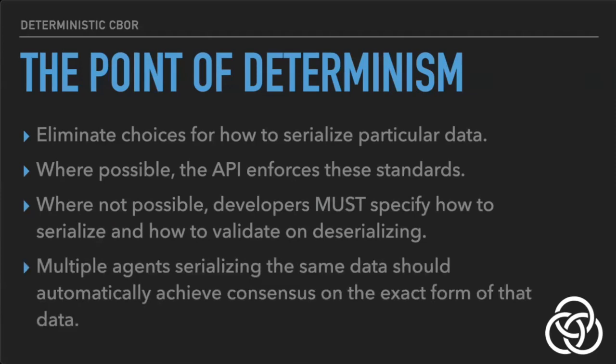The goal being that multiple agents who are serializing the same data should automatically achieve consensus on the exact form of that data. And this is important, again, when you're trying to compare two data structures. Are they the same? Well, it could be the same data semantically, but encoded differently. So we want to avoid that problem entirely. And CBOR takes us almost all the way there, and then just a little bit of extra effort brings us the rest of the way.